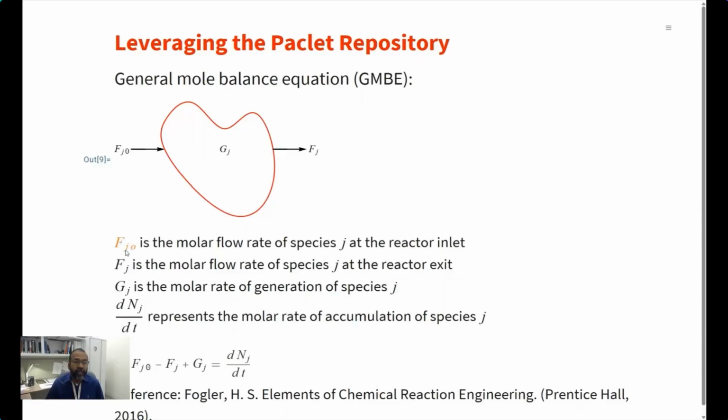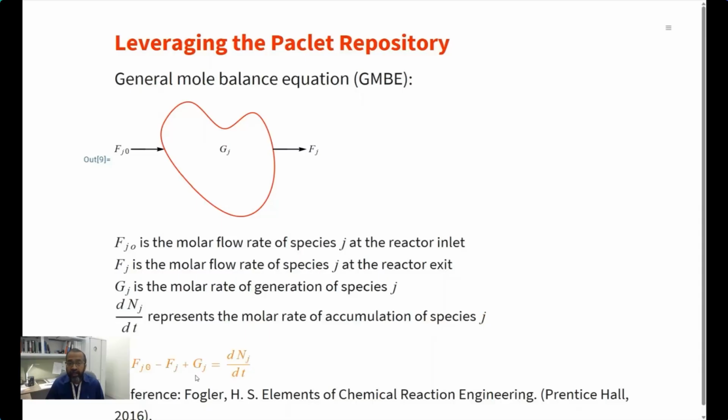So here Fj0 represents the molar flow rate of species J into a reactor of volume V, that is shown by this red spline curve. Fj is the rate at which the species is removed from the reactor. Gj is the molar rate of generation of that species due to chemical reaction, and the unsteady term is written as dnj over dt, and that represents the rate of accumulation of species J. So by the conservation of mass, the general mole balance equation takes this form.